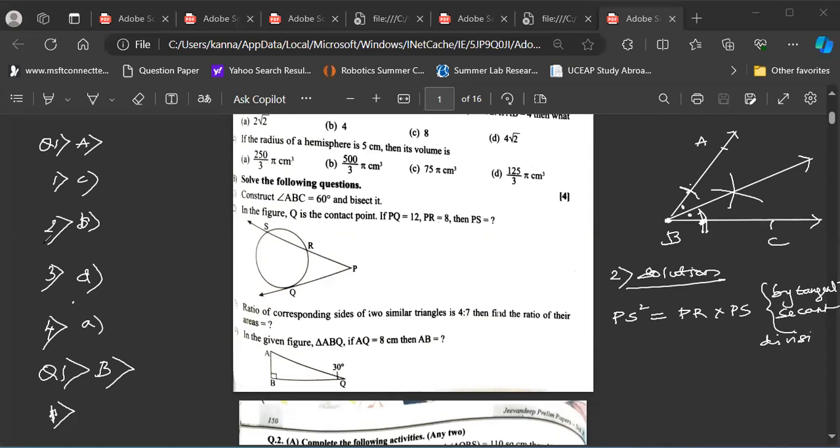This is called the tangent secant segment theorem. I'm so sorry. Tangent secant segment theorem.